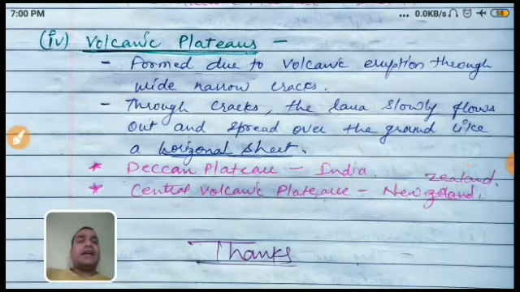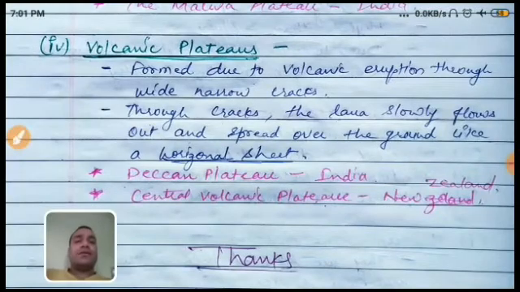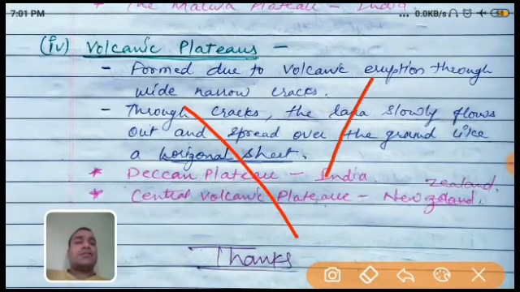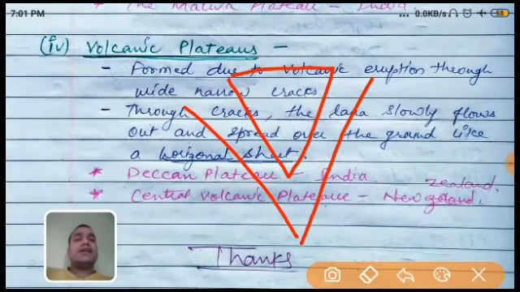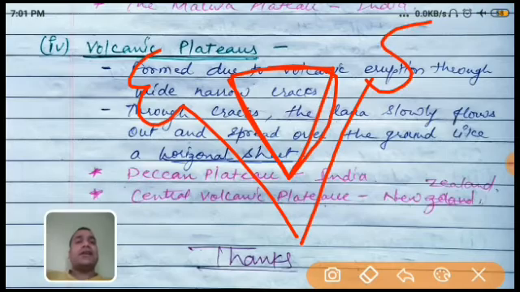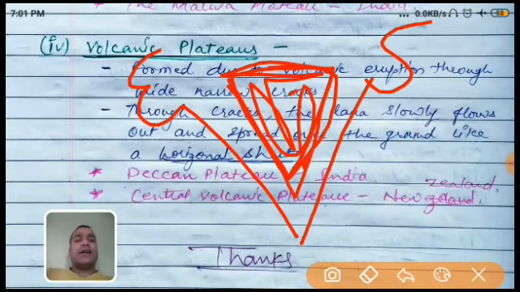Okay, so the Deccan Plateau, this is the part of India. You can easily understand if you see the map of India. This triangular downside part, this complete part, is called the Deccan Plateau.